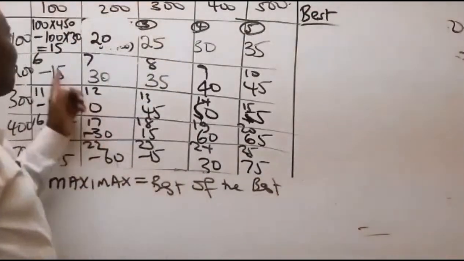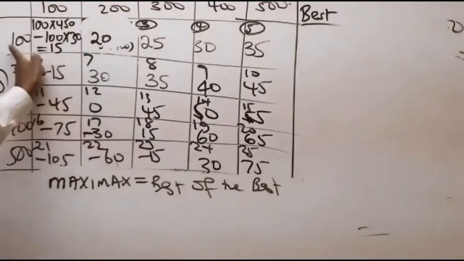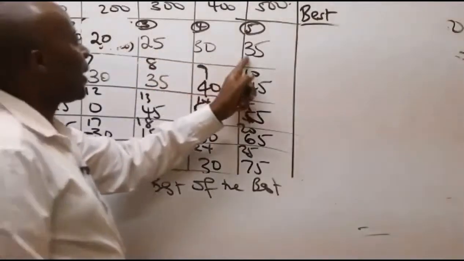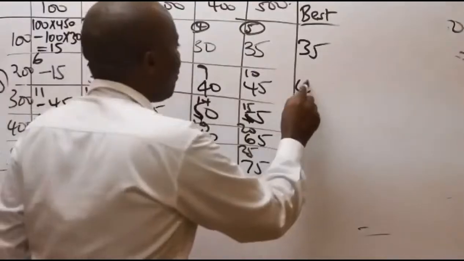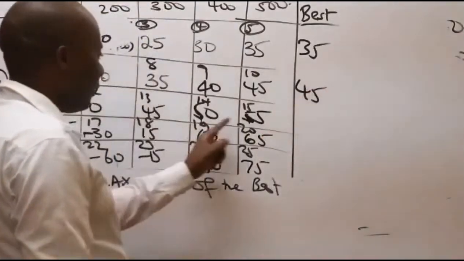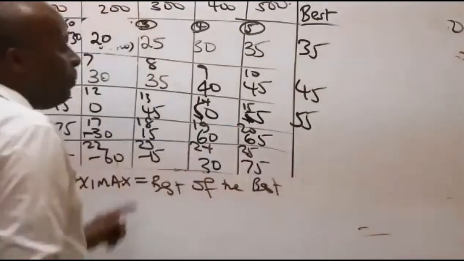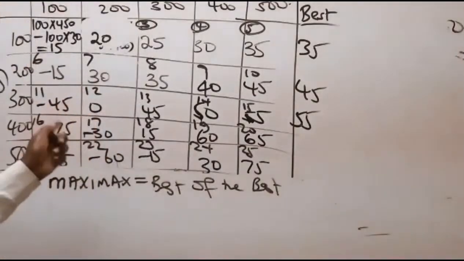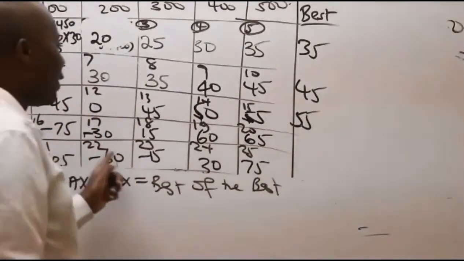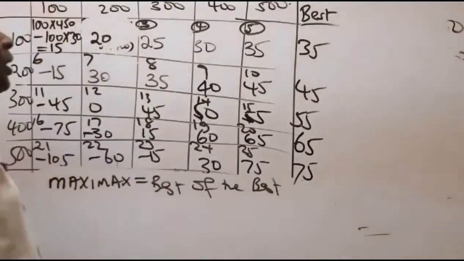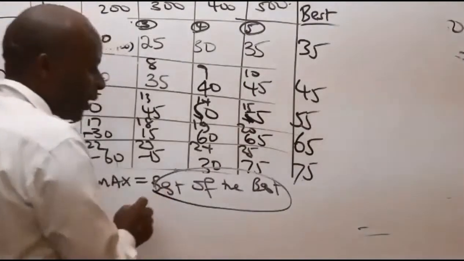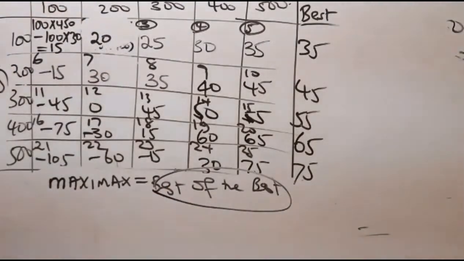So the very best profit here is always the highest. For this particular supply, the very highest profit is 35. For the second one, the very highest is 45. For the third one, 55. I'm only picking the best for each scenario, for each supply, for each alternative. The very best is 65, and then now we have 75. All those are best scenarios, but they want me to give them best of the best.